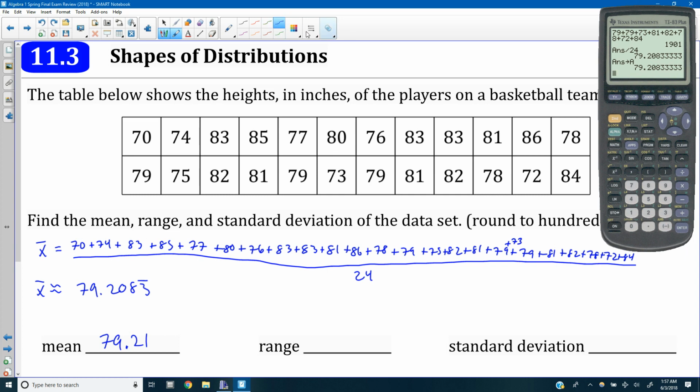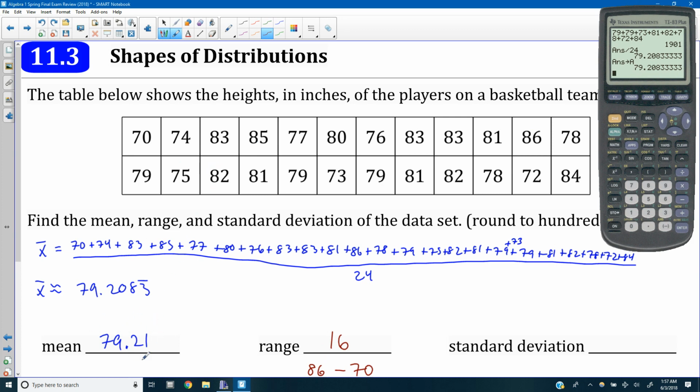So here we go. We're going to do 86 minus the lowest person, 70 inches it looks like. So again, that's like my height. So the range is 16. We want to be able to interpret this stuff in a moment as well. Okay, standard deviation. I'm going to do that next.